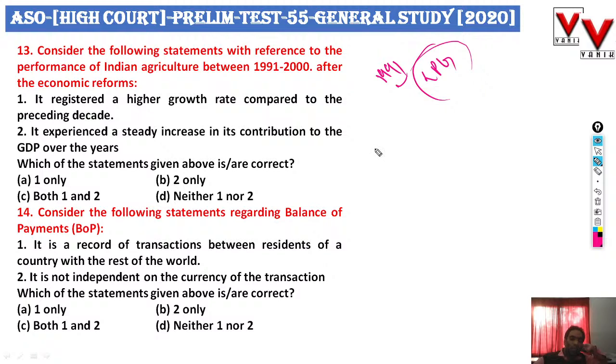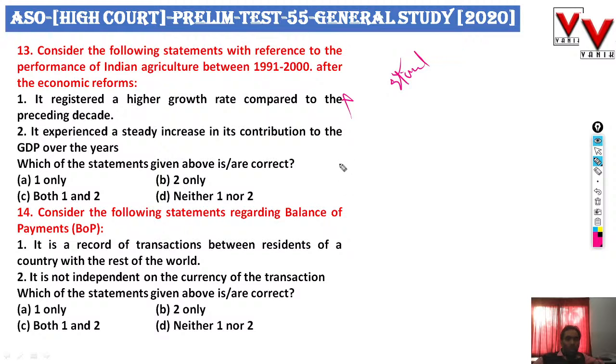They have given statements about Indian agriculture performance, and we have to identify whether they are right or wrong. First: it registered a higher growth rate compared to the preceding decades. That is wrong. LPG was about industrialization, so it has not affected the agriculture sector as much as it has affected the industrial sector. So that is a wrong statement. There was not a higher growth rate compared to the preceding decades; rather, growth in agriculture is stagnant, not increasing. That is the biggest issue.